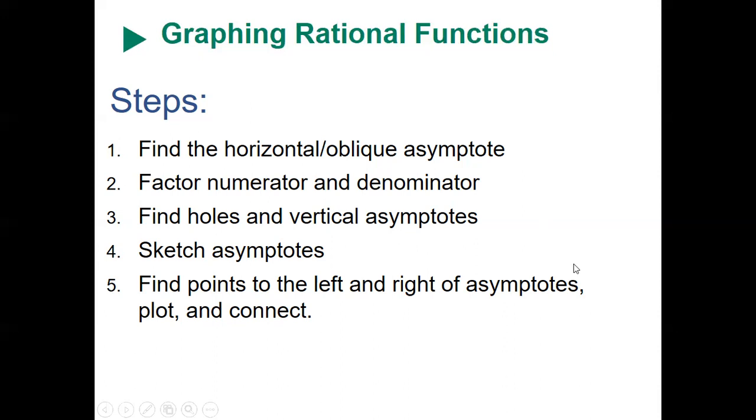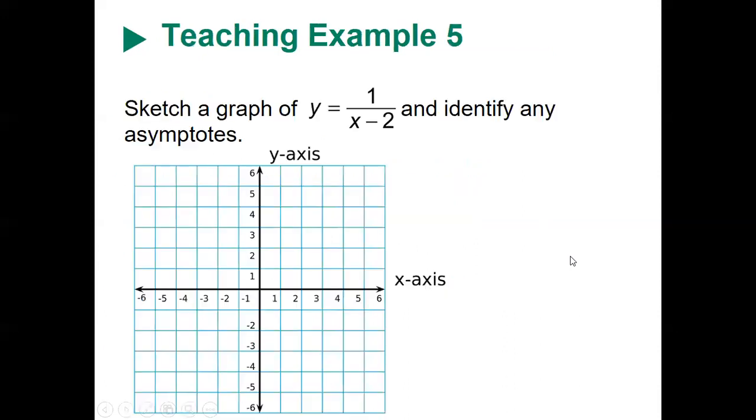Ready, set, go. All right, so we're going to sketch a graph. We have y equals 1 over x minus 2, and identify any asymptotes. If you want graph paper, there is graph paper in the little box that says graph paper on it. Otherwise, you can just sketch.